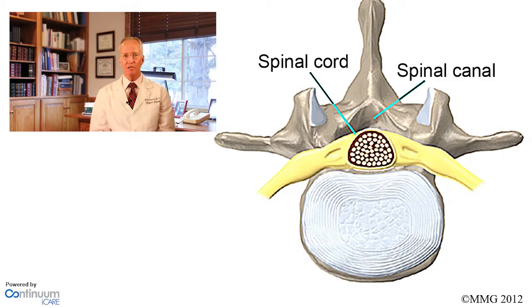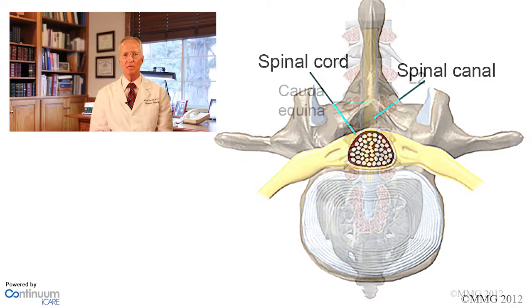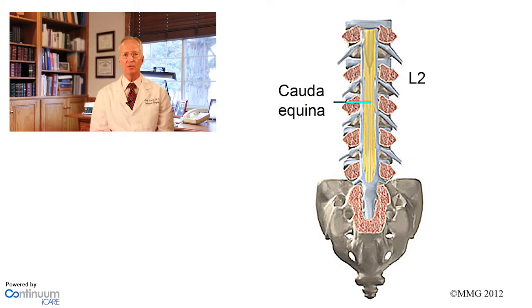When the vertebrae are stacked on top of each other, these bony rings create a hollow tube called the spinal canal. The spinal canal surrounds the spinal cord as it passes through the spine. The spinal cord only extends to the second lumbar vertebra. Below this level, the spinal canal encloses a bundle of spinal nerves that go to the lower limbs and pelvic organs. The Latin term for this bundle of nerves is cauda equina, meaning horse's tail.